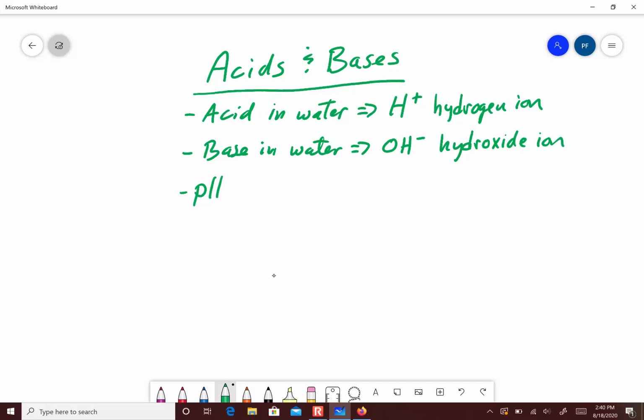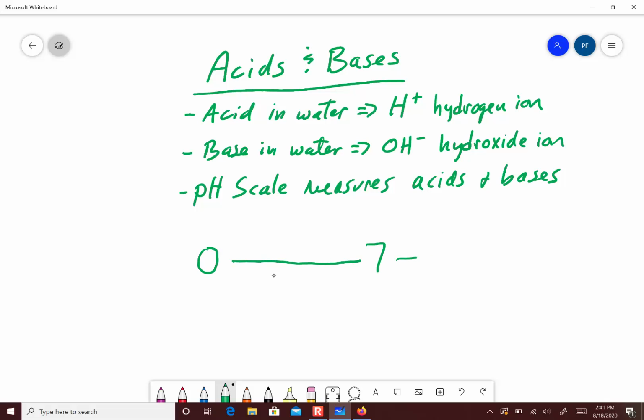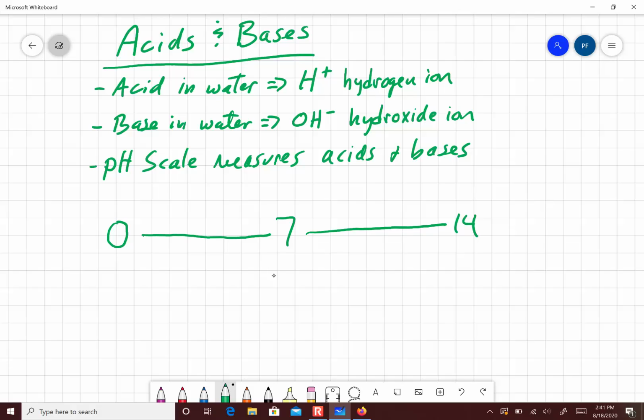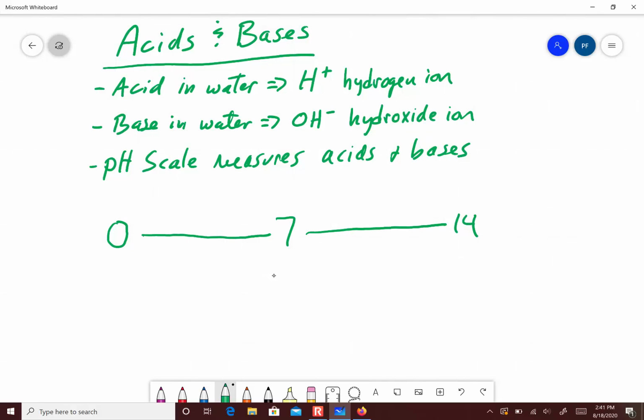Okay, as I mentioned, we use something called the pH scale to measure acids and bases. There are a lot of things when we're studying biology where we look at the pH of something. Right, so our pH scale is going to go from 0 to 14. And I'm putting 7 in the middle because 7 is important. Okay, so 0 to 14.